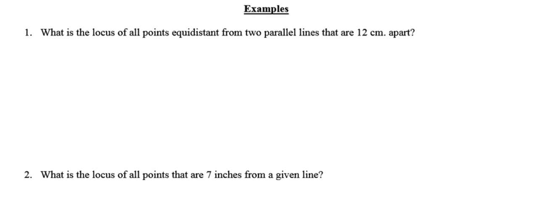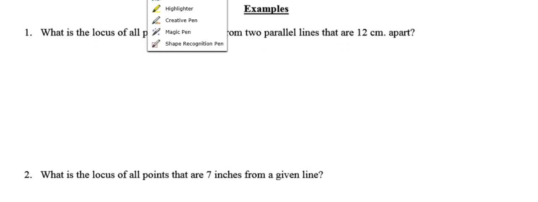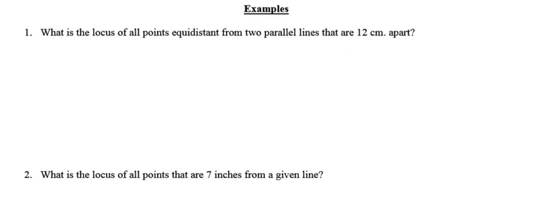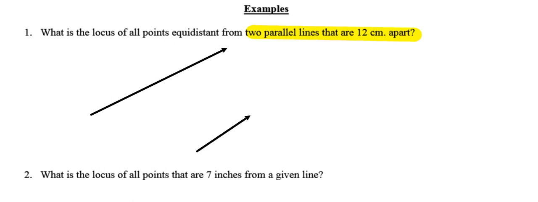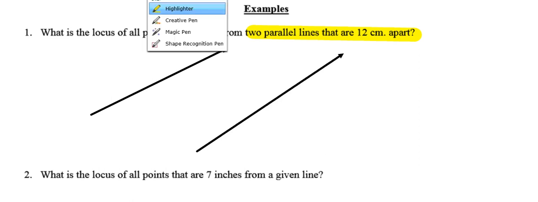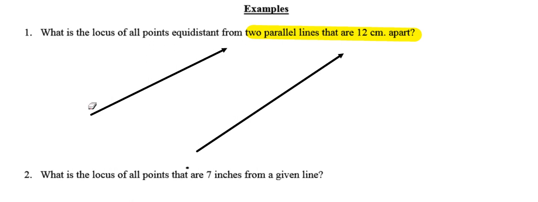So on page 14, number 1 wants to know what is the locus of all points equidistant from two parallel lines that are 12 centimeters apart. So the first thing I have to do is decide where I'm starting. What am I given to work with here? My starting place is going to be these two parallel lines that are 12 centimeters apart. So I'm going to start by sketching two parallel lines that are 12 centimeters apart. It doesn't matter what the orientation is, as long as you've got those two parallel lines on there.